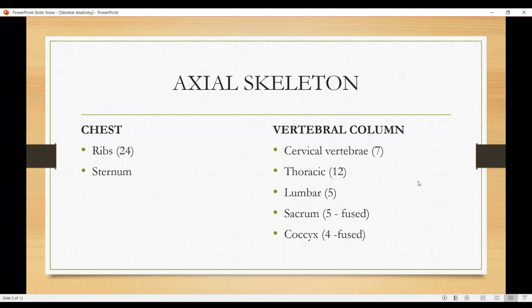The chest, or the thorax, makes up the thoracic cavity as we know it. It protects the heart, the lungs, those vital organs. It's 24 ribs, so 12 ribs on each side, and the sternum right in the middle. And then lastly, we talk about the vertebral column.